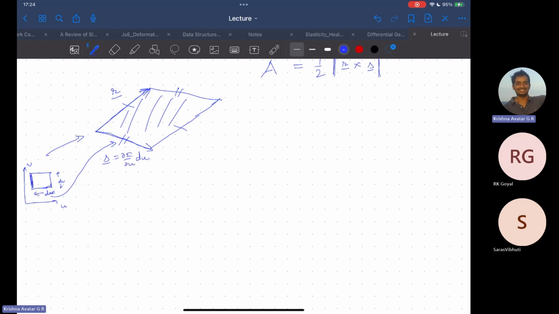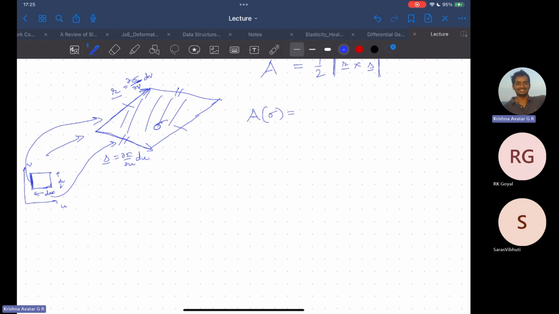Likewise, this element will be mapped to here, right? So before it was dv, the length was dv. After mapping, it becomes partial sigma with respect to partial v into dv, right? So in a sense partial sigma partial v acts as some sort of multiplicative factor. It just amplifies it.